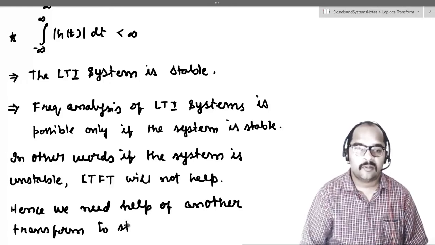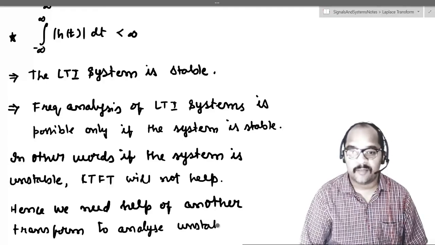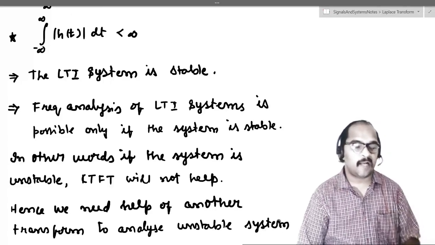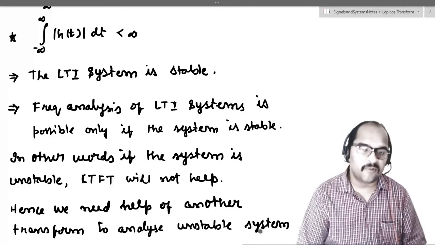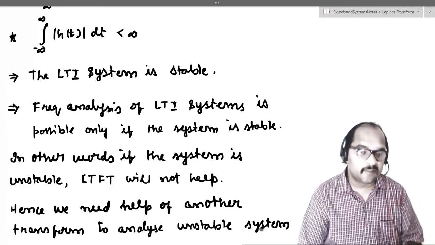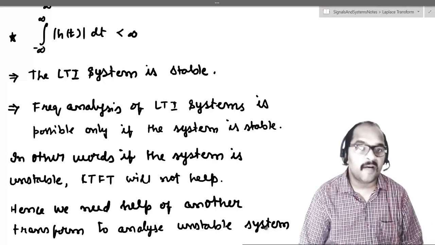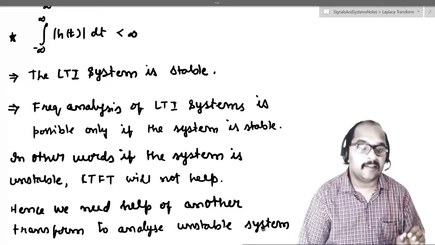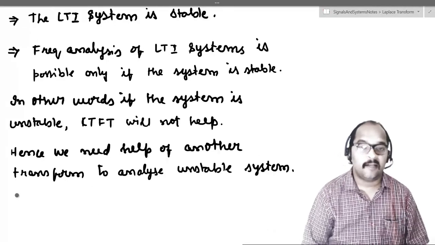We need another transform to study or analyze unstable systems also. We can use another transform to analyze stable systems too, but for stable systems we already have the Fourier transform for doing the analysis. But if the system becomes unstable, Fourier transform will not help, and hence we have to look for another transform which will help us in understanding the intricacies of an unstable system, and hence we have to go for what is called the Laplace transform.